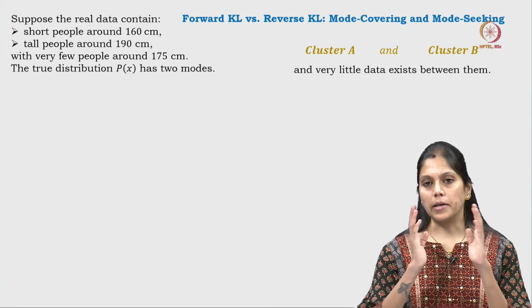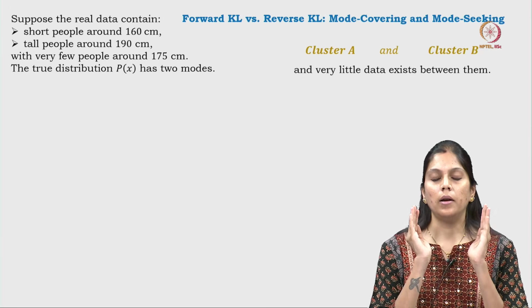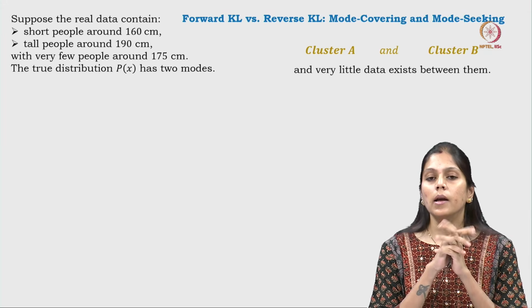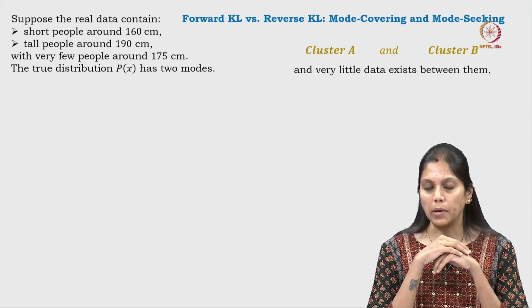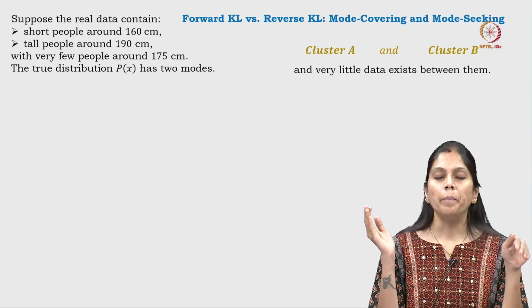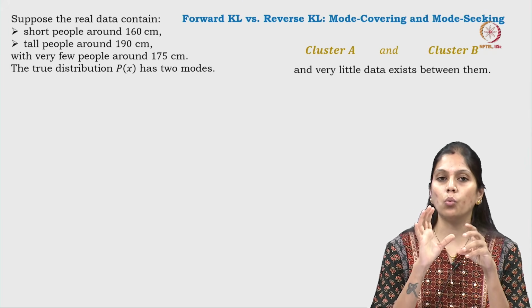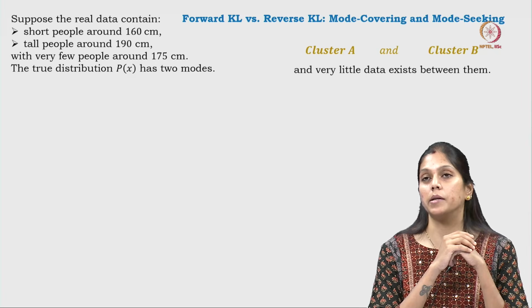I have a data set. This data set has a group of people. One set of people has a height of 160 centimeters and the second set of people has a height of 190 centimeters. Which means there are short people and there are tall people. And I have very few people with the height 175. I hope you have understood the problem statement.